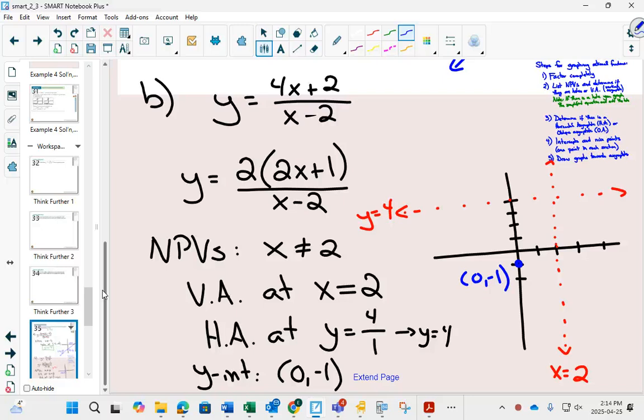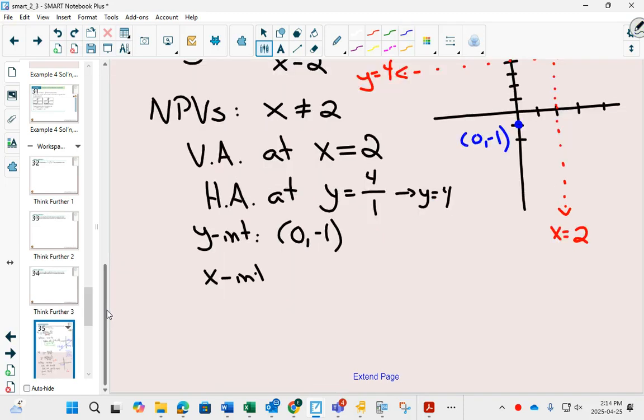X-intercepts. X-intercepts are really important because an x-intercept will happen when y is equal to 0, and an x-intercept when you have a rational function, that's like having a fraction. The only way a fraction is equal to 0 is if the numerator is equal to 0. Okay? So a shortcut is I can just look at the top of my fraction and it's already factored. What makes the top equal to 0? Can you see that it would be negative 1/2?